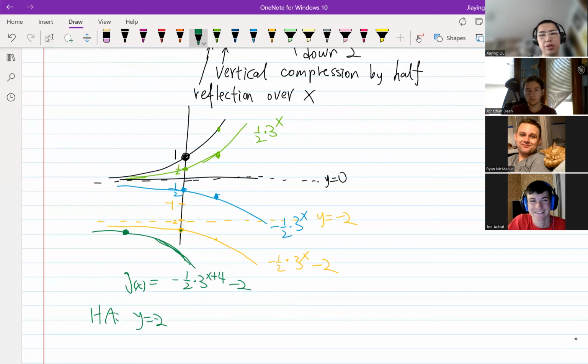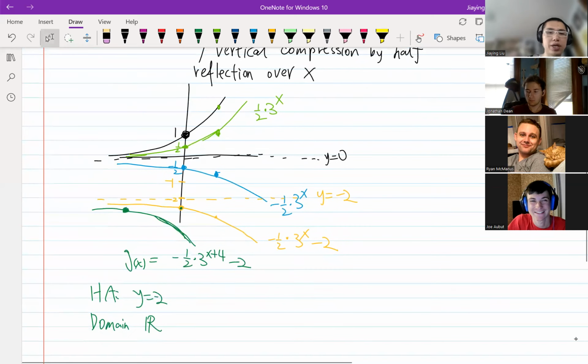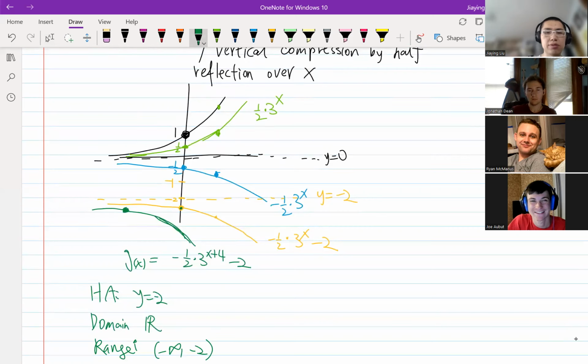And suppose we want to know the domain. Well, it's an exponential function, so the domain is going to be all real numbers. And let's see, we want to find the range. As you can see, the range is very closely related to the horizontal asymptote. The range is going to be everything below -2, and it does not include -2 because it never touches -2. So that's going to be from -infinity to -2.